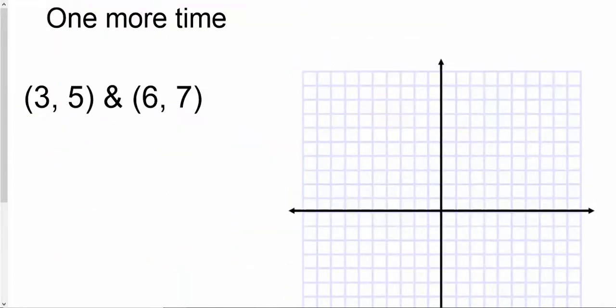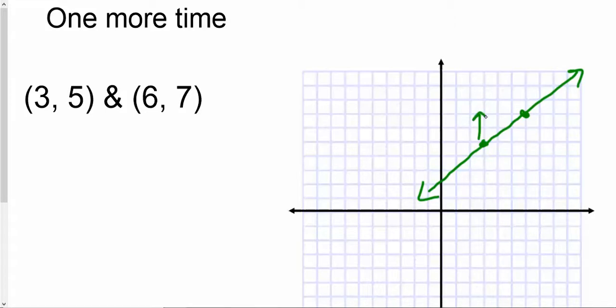Let's try this one more time before I let you go. We're going to go to the right 3, up 5. Here's our first coordinate. And then we're going to go to the right 6 and up 7. So as I draw my line, I realize that I'm going left to right, and I'm going up. So this is going to be a positive slope.